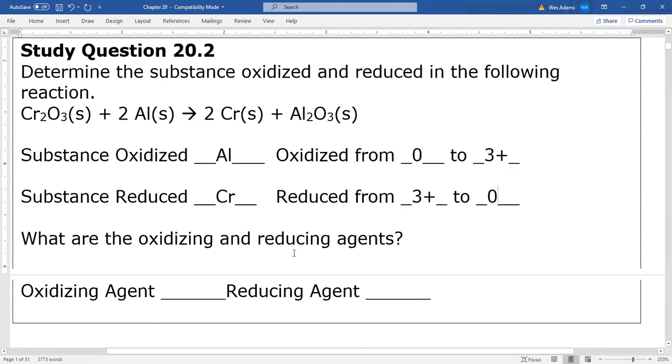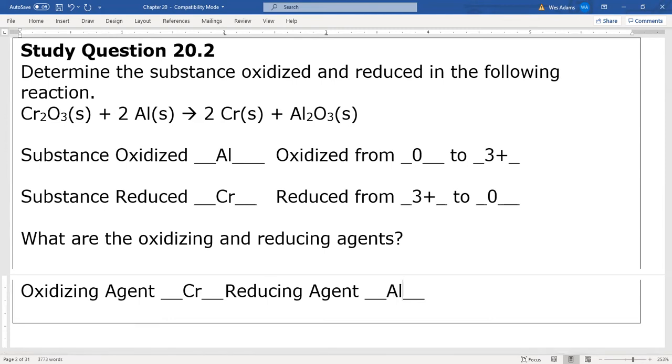So remember, the oxidizing agent is reduced and the reducing agent is oxidized. So the oxidizing agent is the chromium and the reducing agent is the substance oxidized. So that would be the aluminum. And again, that's a bit of a review from chapter 4. If you don't get that, go back and watch my oxidation reduction video from chapter 4.